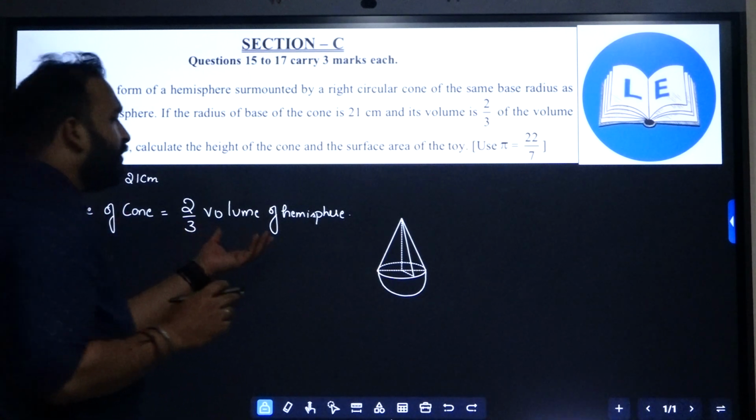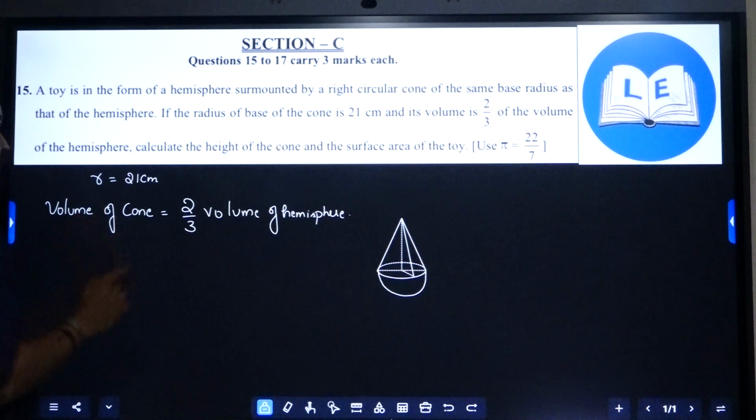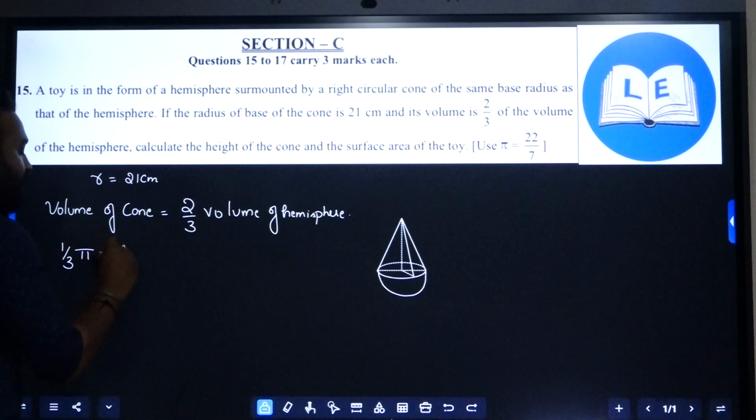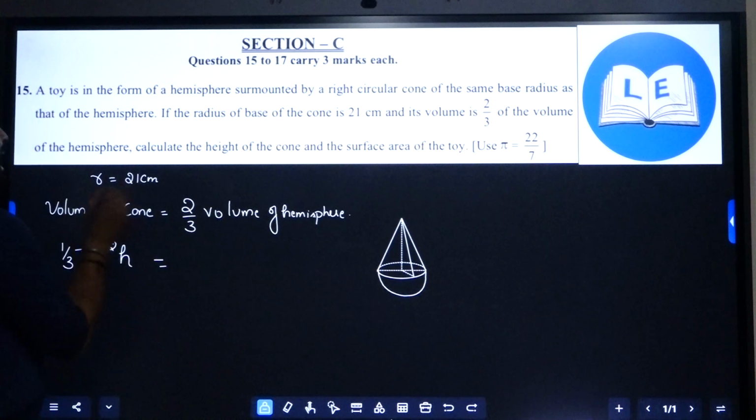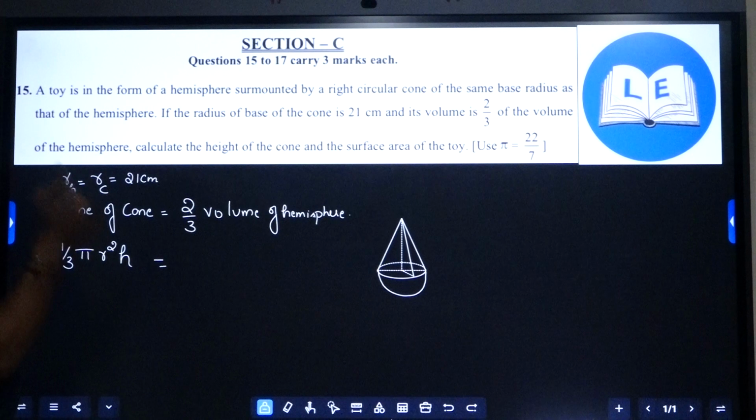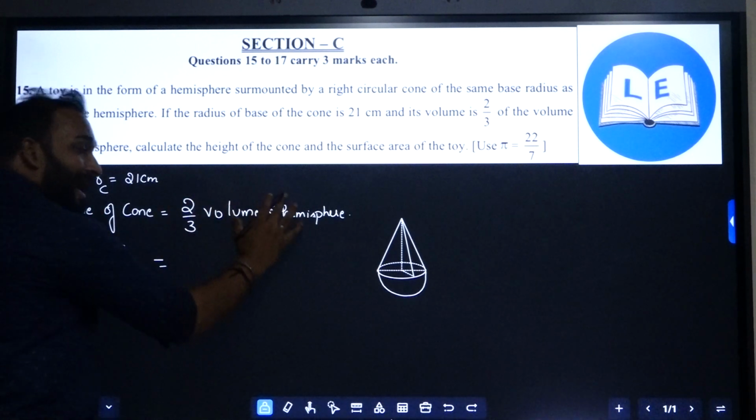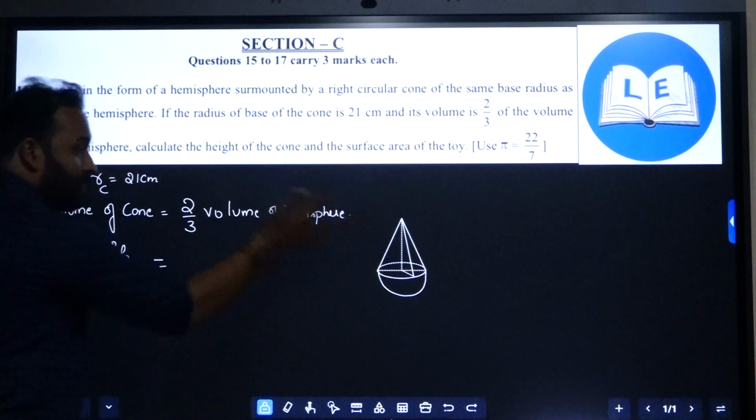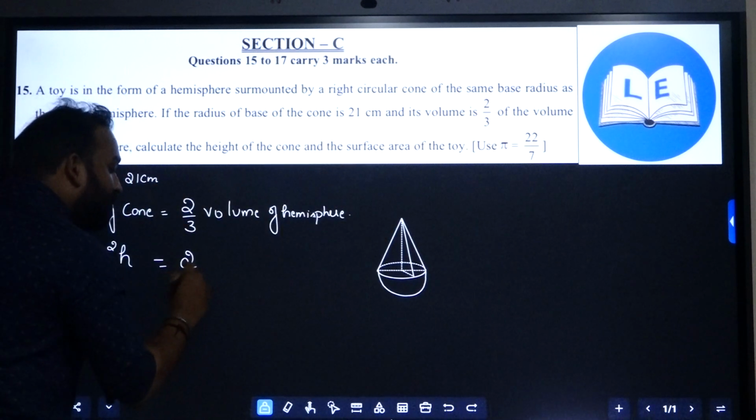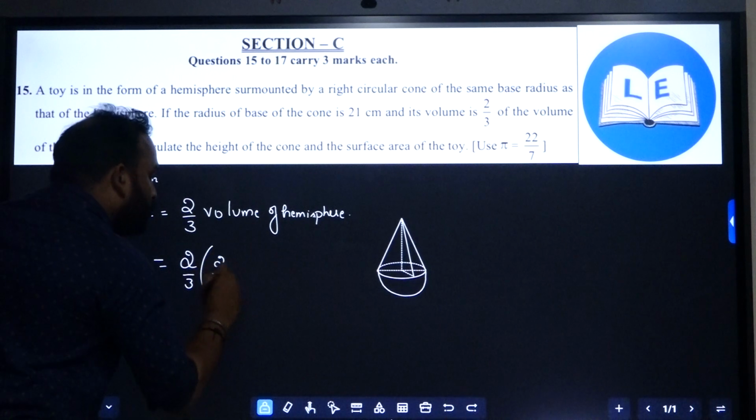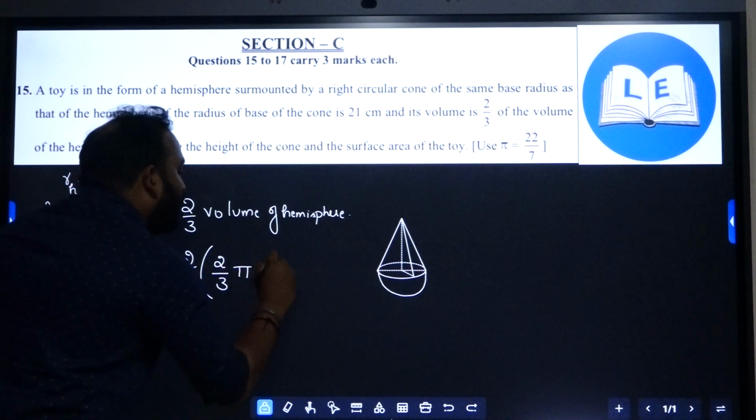They have given the relation between the volume of the cone and volume of the hemisphere. So what is the formula for volume of cone? You know, cone volume is 1/3 pi r square h. Both cone and your hemisphere have the same base radius. It's given in the question. So 1/3 pi r square h is equal to, and here be careful, we have 2/3 pi r cube for hemisphere and 2/3 outside. So 2/3 into 2/3 pi r cube.